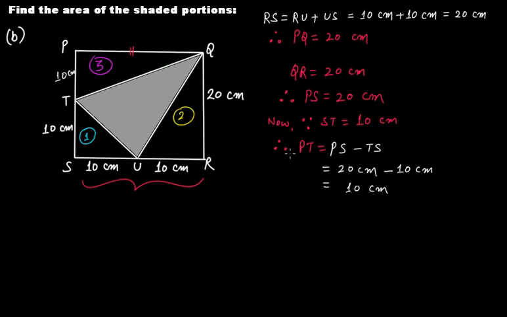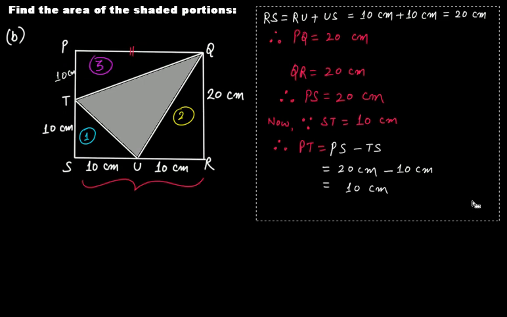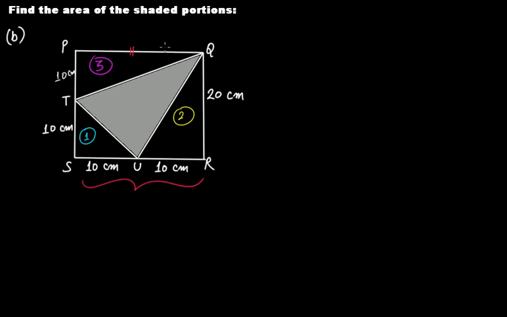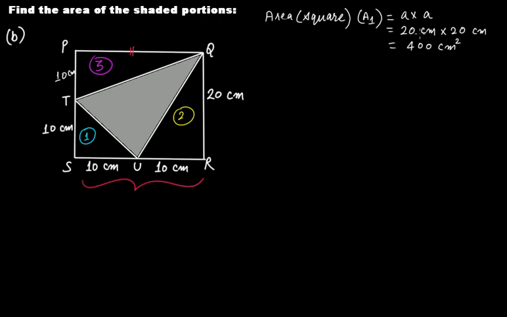So let's do this. What is the area of the square? Area of the square, let's name it A1, will be A square, A times A, that is side times side. So in this case this is 20 centimeter times 20 centimeter, and you get 400 centimeter square. So A1 comes as 400 centimeter square.